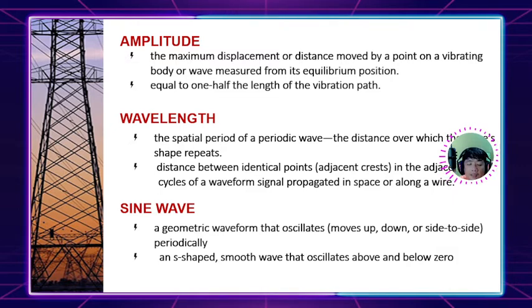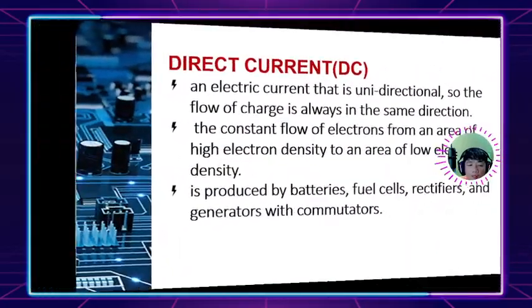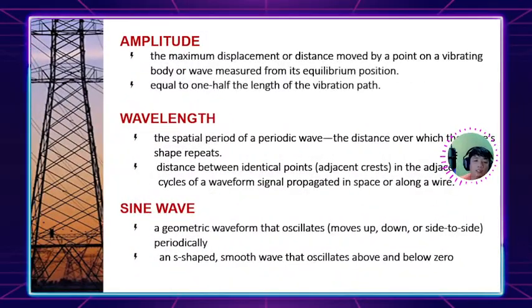Ang sine wave is a geometric waveform that oscillates, meaning to say, moves up and down or side to side periodically. In simplest term, it is an S shape or a smooth wave that oscillates above and below zero. So yan ang meaning ng mga parts ng frequency or kung ano makikita natin sa oscilloscope using the, what do you call this? The screen. Okay.